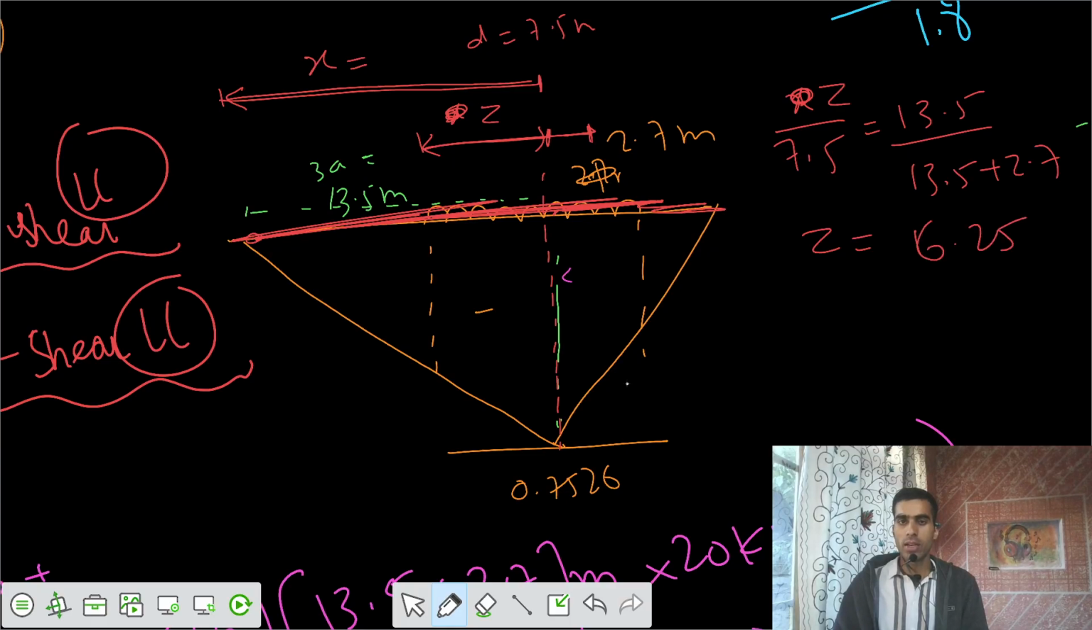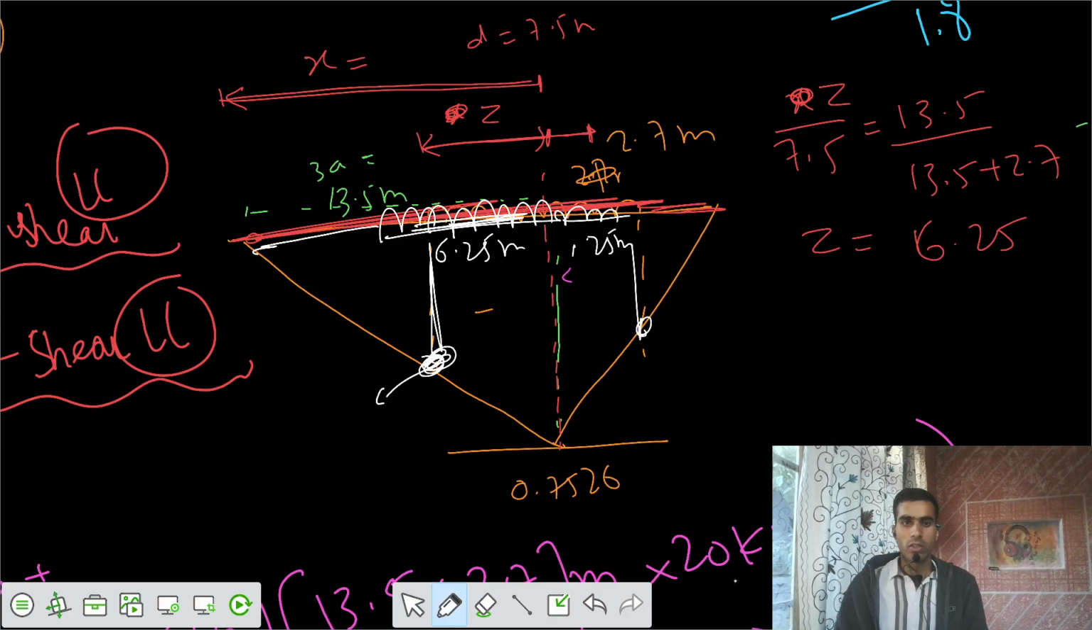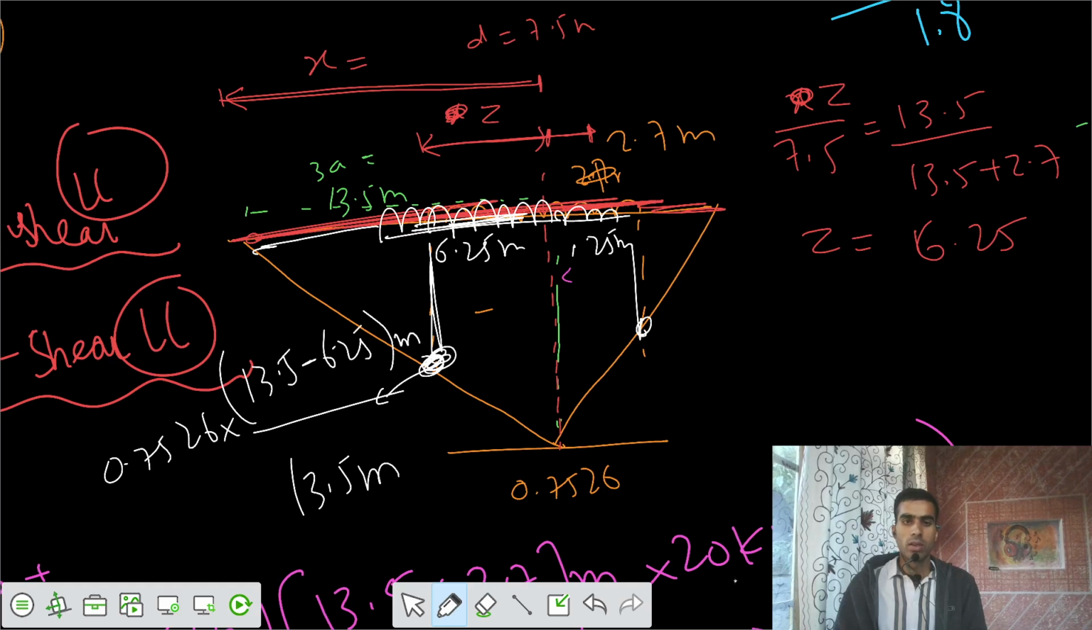That means from the other side you have the value of, now if this value is 6.25, so this is 6.25 meters. From the other side it would be 1.25 meter. Then accordingly you can calculate the ordinates also. Here we can write the ordinate. If this is 6.25, the ordinate for this triangle would be 0.7526, and it was for the length of 13.5 meter, but I need it for the length of 13.5 minus 6.25 meter. So you can get the ordinate.